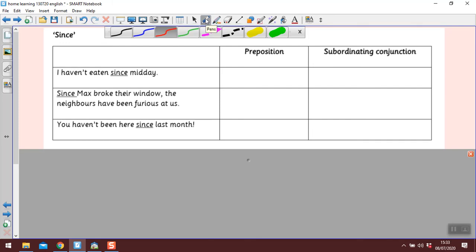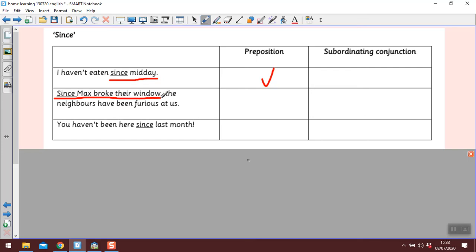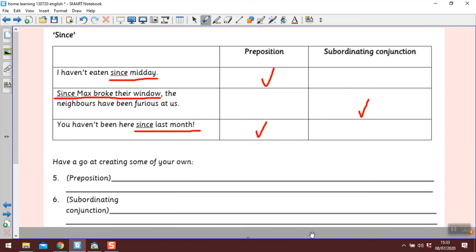Let's have a look at the answers. So I'm looking at since, and the word after that is midday. This does not contain a verb, so it's been used as a preposition. Since Max broke the window, broke is a verb, therefore it's a subordinating conjunction. And then last month does not contain a verb, so it's a preposition. Have a go at your sentences. Pause the video while you do this.